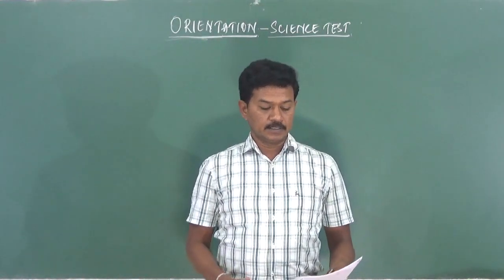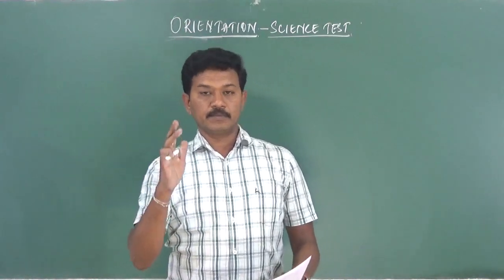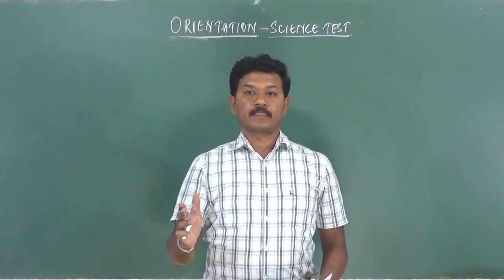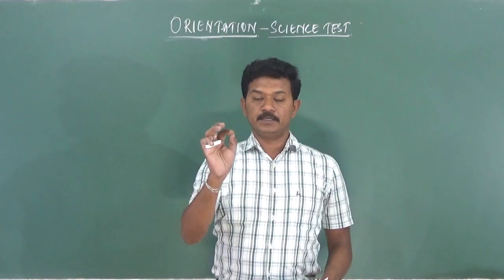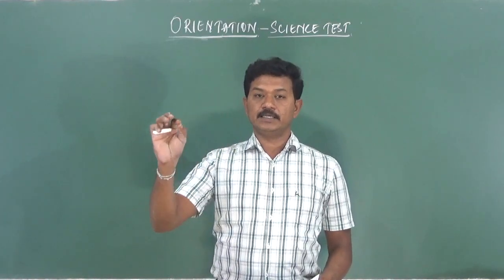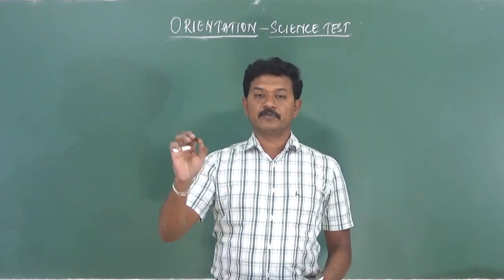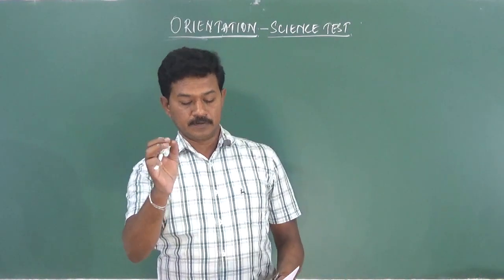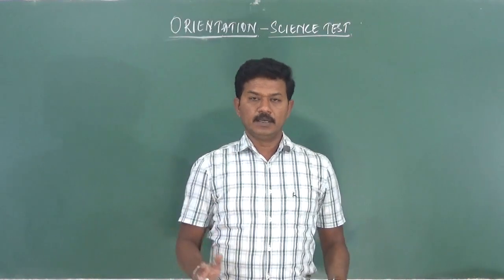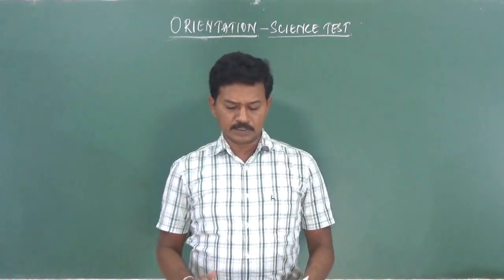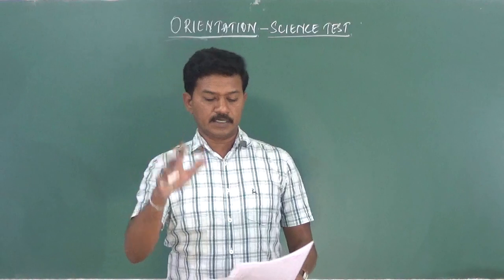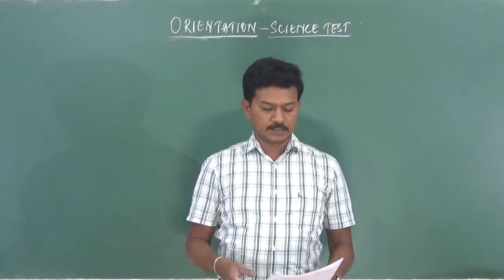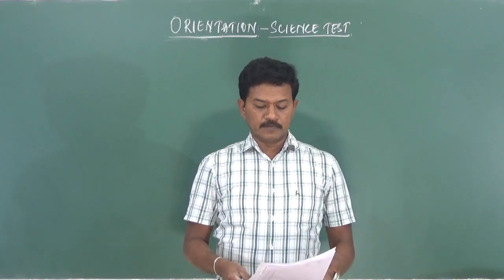Both are correct. So I will repeat. Refractive index of diamond is 2.4 means the ratio of speed of light in air to the speed of light in diamond is 2.4. That is the meaning of the statement. That's all. Many of you have written wrong answers. Please correct this.